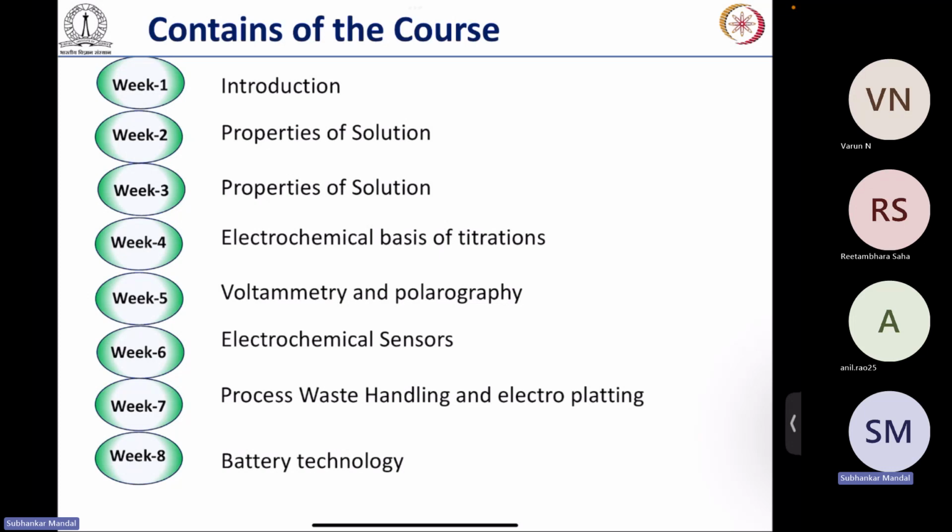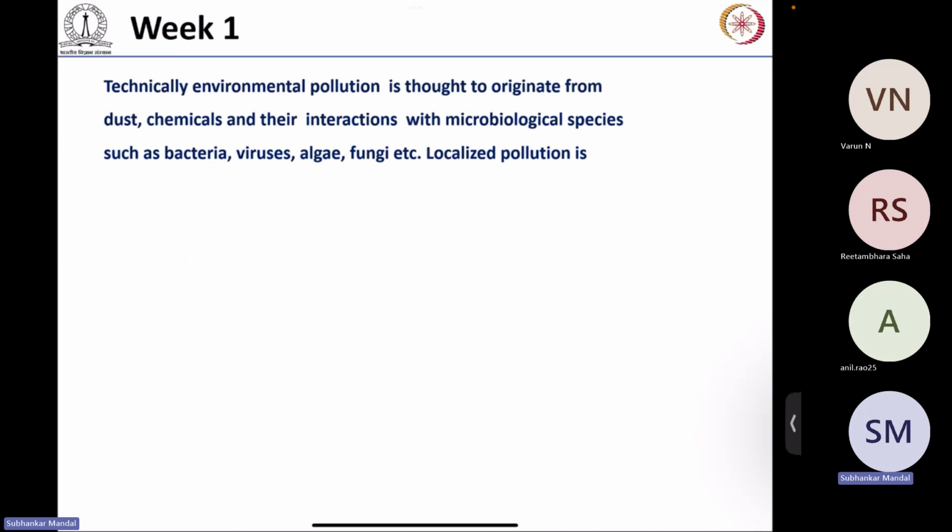Okay, these are the things we have discussed. In the first class we discussed the introduction: why we need electrochemical techniques, and how we can control pollution. What is pollution? Environmental pollution is thought to originate from dust, chemicals, and their interaction with microbiological species such as bacteria, viruses, algae, fungi, etc.